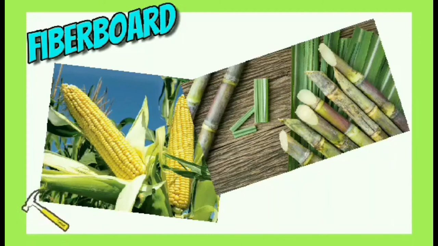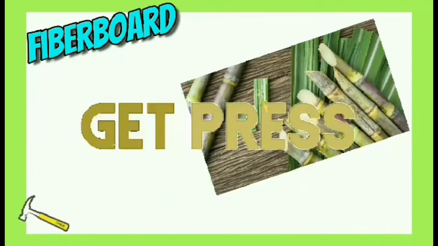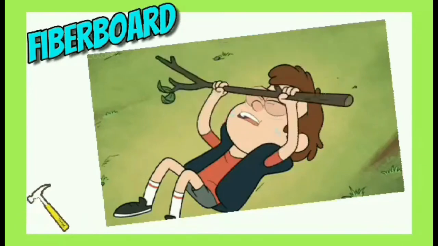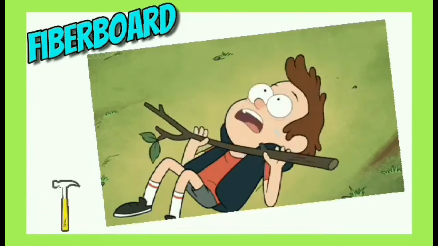Fiber boards are finishing materials made from vegetable fibers such as corn or sugarcane stalks pressed into sheets. It is not very strong but has good insulating properties, therefore it is usually used for ceiling only.